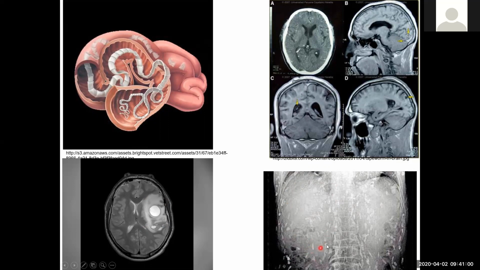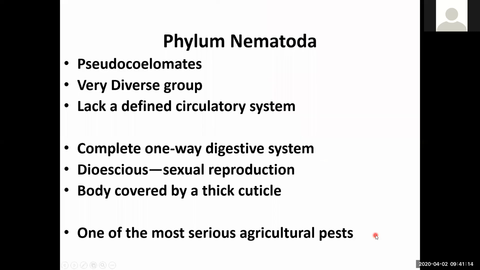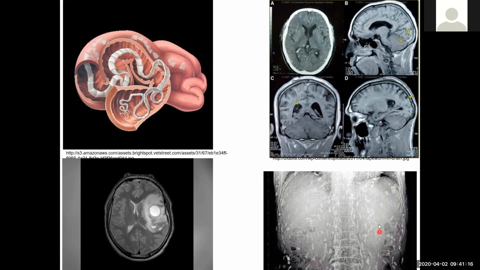Each of these small white masses is a tapeworm embedded in their lung. This is not normal and usually ends with the death of the host, but this is a superinfection with tapeworms. This is the end of the first part of Platyhelminthes and nematodes. So this is all phylum Platyhelminthes.